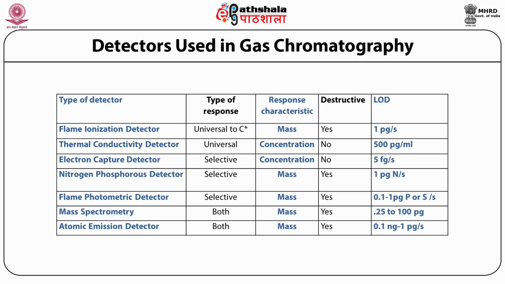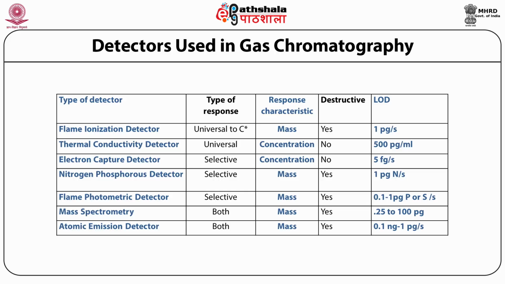Now the response of the FID detector depends upon the change in the conducting power of ions in an electric field which is produced on burning of the organic compounds in the flame. The flame is typically a hydrogen flame, and this detector is universal to carbon, and its response characteristic is mass. Of course, because the sample is combusted before the readout can be given, it is a destructive type of detector, and its LOD is around 1 picogram per second.